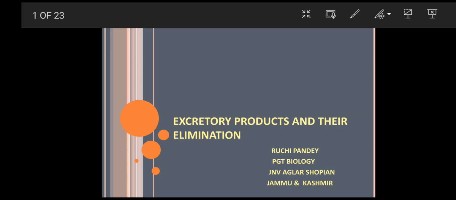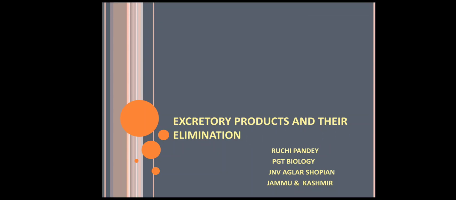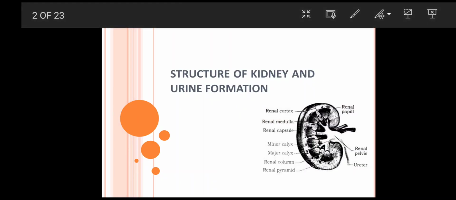Before going towards that, we need to understand why there is a need for elimination. As we all know, animals accumulate ammonia, urea, uric acid, carbon dioxide, water and ions like sodium ions, which are produced by metabolic activities or by excess ingestion. These substances have to be removed totally or partially from the body.